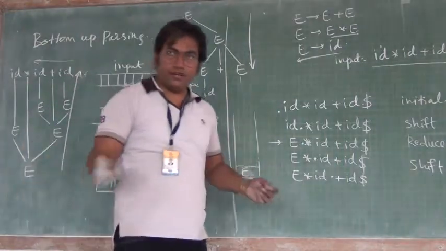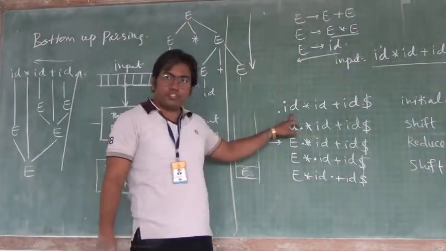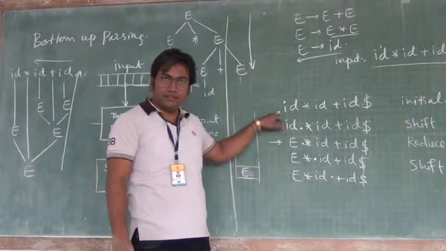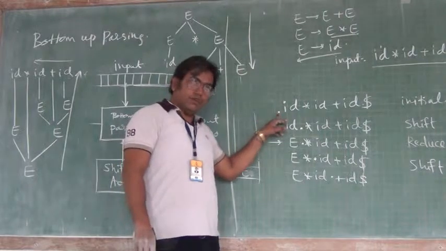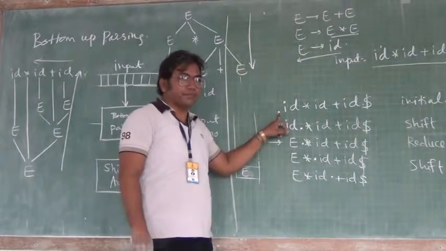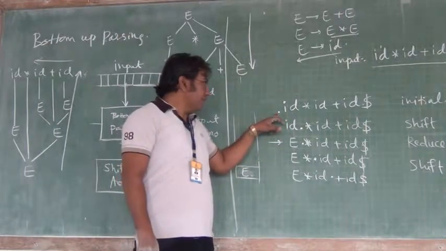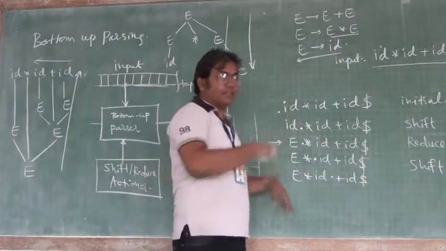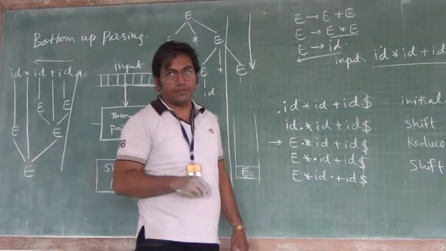I start once again. Okay. This is my input string. Initial condition: my head is pointed to the position before the first symbol of my string. What I can do is shift my head towards the right by one symbol at each time.